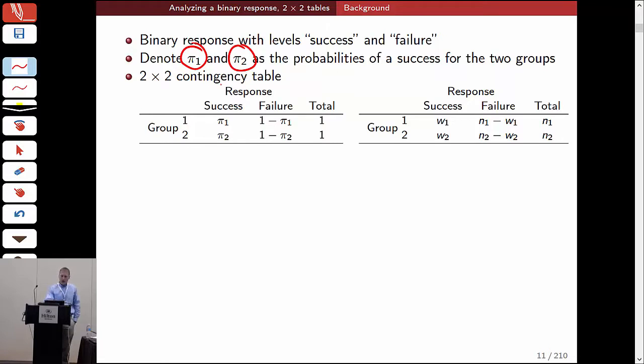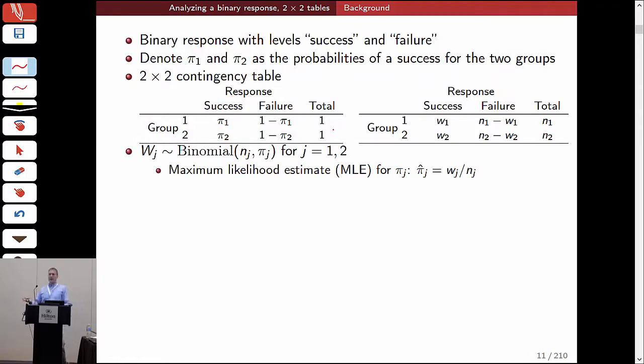So again, here are our responses: success, failure. We observe, in a general sense, information over two different groups, Group 1 and Group 2, and we're really interested in comparing pi 1 to pi 2. Of course, the probability of a failure would be 1 minus pi 1 or 1 minus pi 2, and if you add those up, you always get 1.